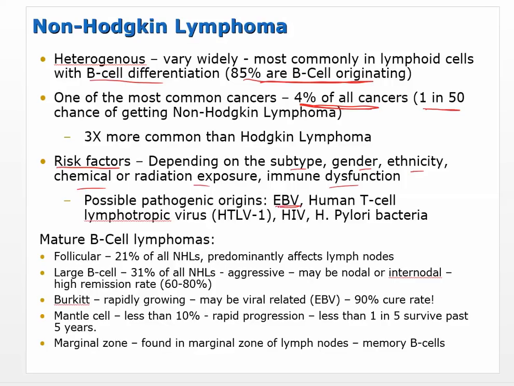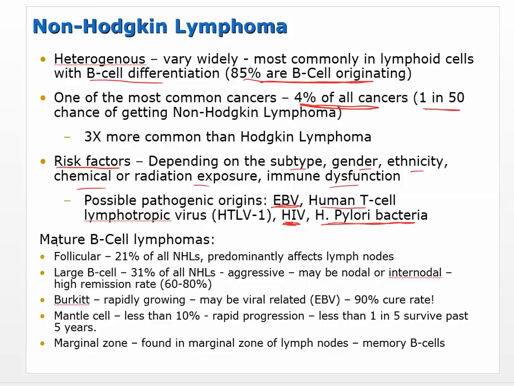Okay, so possible pathogenic origins. Epstein-Barr virus. There we go again. So that doesn't look very good since 90% of us are infected with the Epstein-Barr virus. But this is seen in some populations in Africa, and a lot of times it's associated with malaria as well. So there are contributions by viruses. It's just a matter of trying to figure out exactly what they are and how those work. So Epstein-Barr virus, human T cell lymphotropic virus or HTLV1, HIV. Okay, so we see this more with HIV, and even H. pylori bacteria, which is the cause of ulcers in the GI tract or in the stomach.